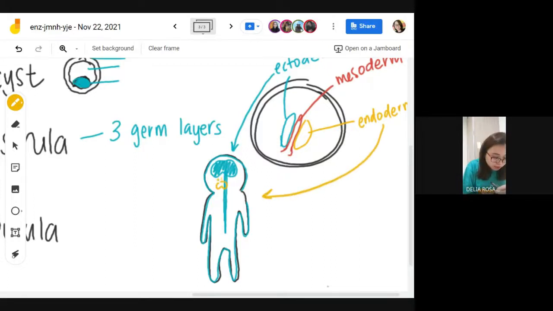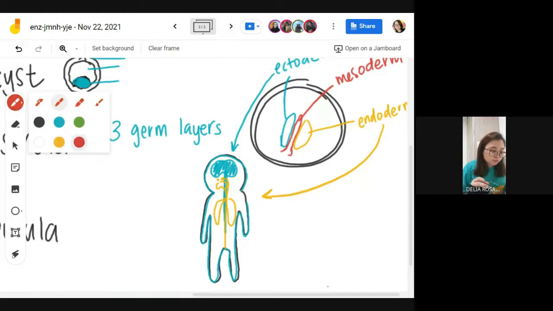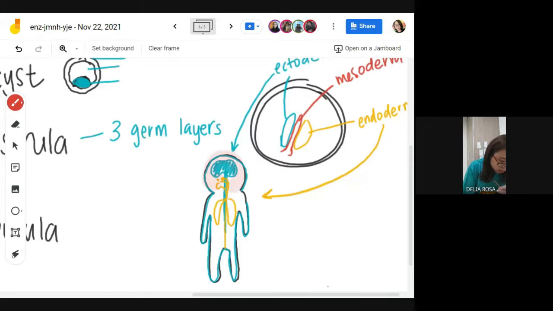So from his mouth and nostrils all the way to the anus, and also the respiratory tract, the inside of the respiratory tract. So the lining of your lungs is going to be from the endoderm. Everything else is from the mesoderm. So here I have the red. Here everything else is mesoderm. Your muscle, your skeleton, your other organs, the insides, is all mesoderm.